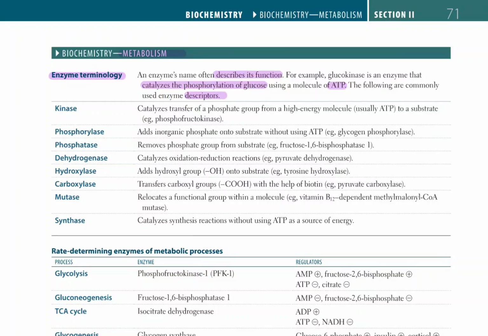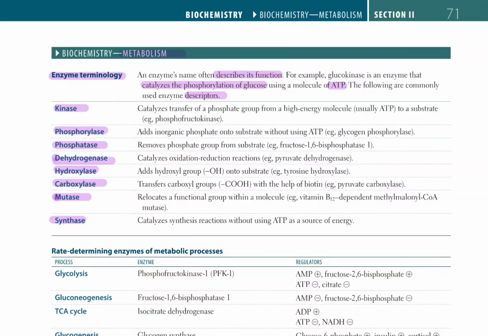So these are commonly known enzyme names like kinase, phosphorylase, phosphatase, dehydrogenase, hydroxylase, carboxylase, mutase, synthase. First we will discuss kinase.